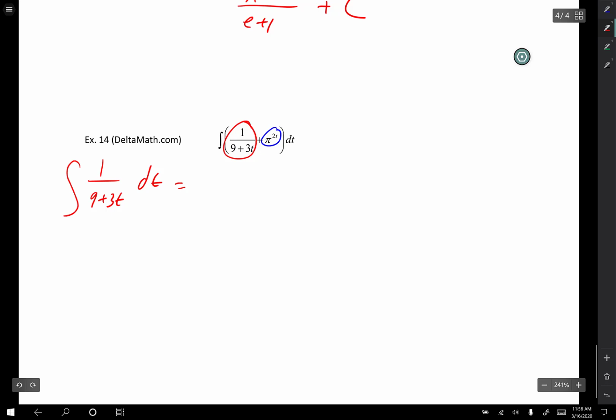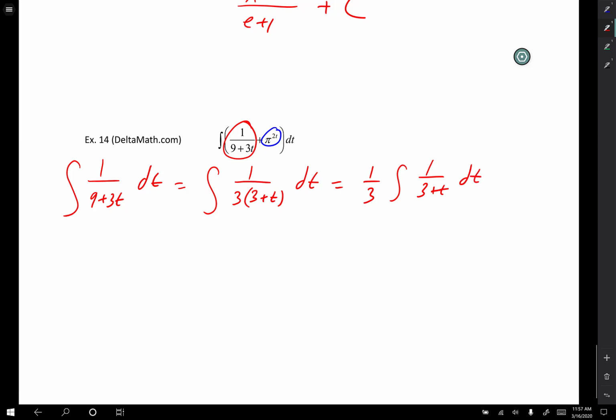The first thing I would do, I notice that's a 9 and I notice that's a 3. I can factor out a 3, guys. Integral of 1 over 3 times parenthesis 9... Oh, I just said I factored out a 3 and I didn't even factor it out. 3 plus t dt. Now that I factored that out, I can write 1/3 in the front, integral of 1 over 3 plus t dt. And you're ready. So the antiderivative of that, I'm just doing that part right there, guys, is 1/3 ln, absolute value, 3 plus t, close it. And then, of course, it's a plus c. That's just for that one.